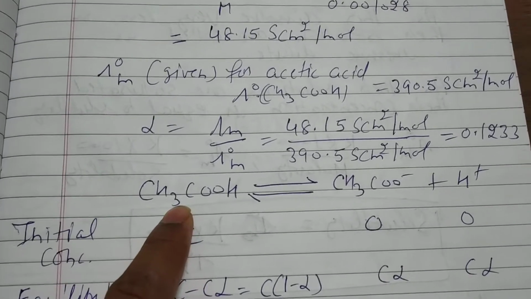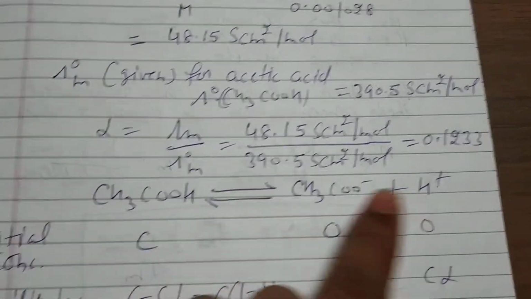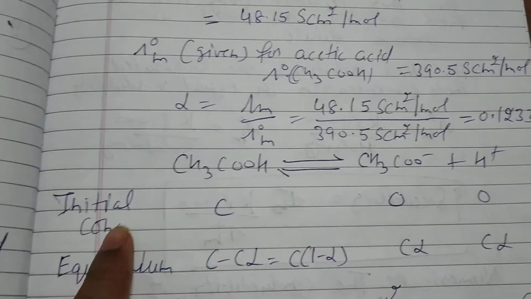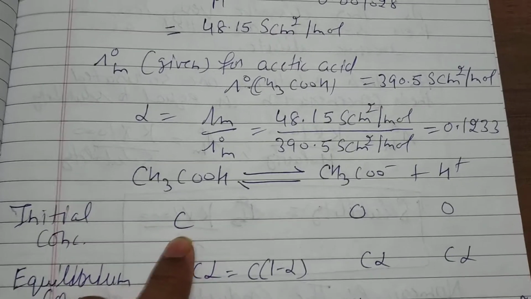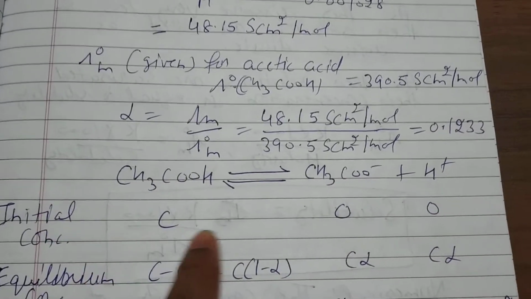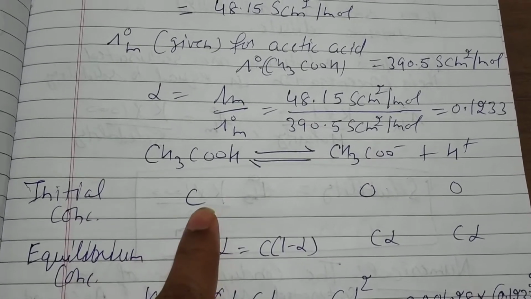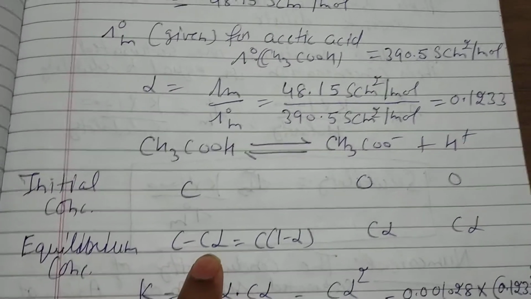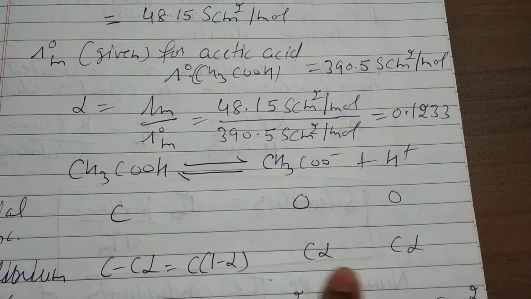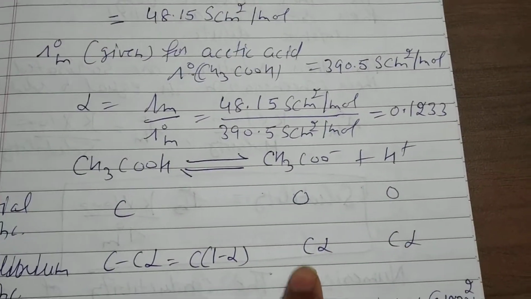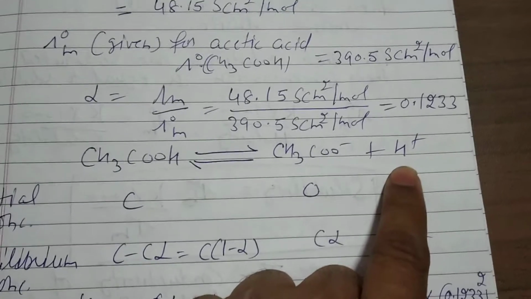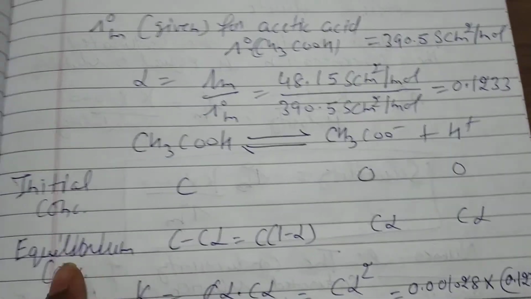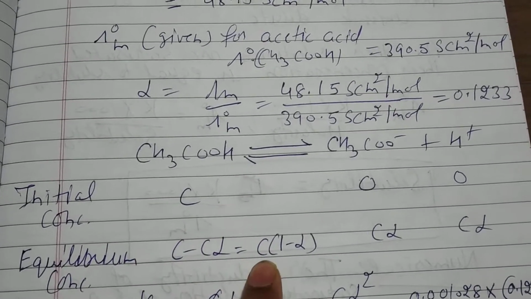We know that CH3COOH is a weak electrolyte. When it dissociates in equilibrium, it dissociates into CH3COO negative plus H positive. So at initial concentration, CH3COOH was C and no product was there because reaction has not started. At equilibrium concentration, this C will dissociate. How much will this dissociate? C alpha. Out of C, how much will break? C alpha. And as much as breaks, the same amount of both products forms. So product concentration is molar concentration of CH3COO negative C alpha, molar concentration of H positive C alpha. So C alpha multiply C alpha. And this C minus C alpha can be written as C(1 minus alpha).